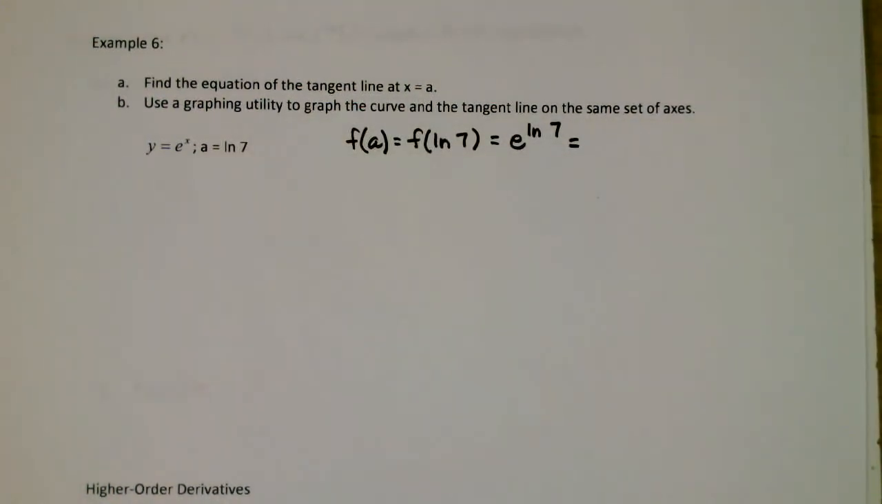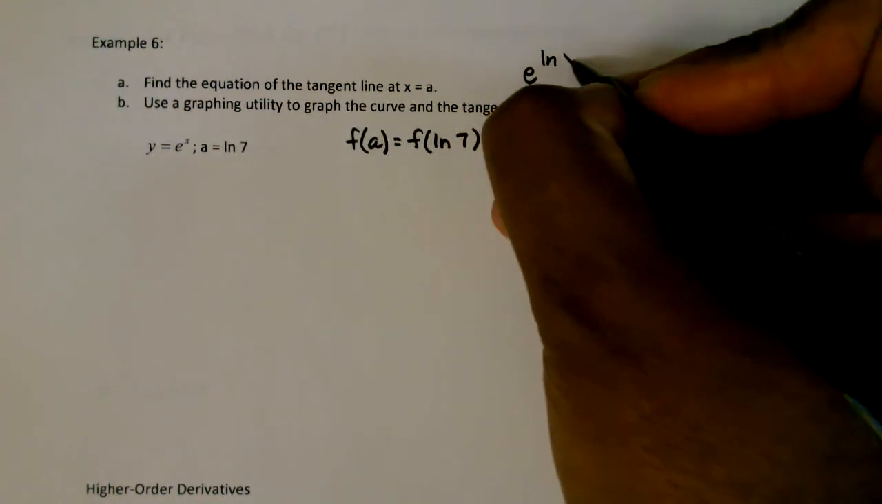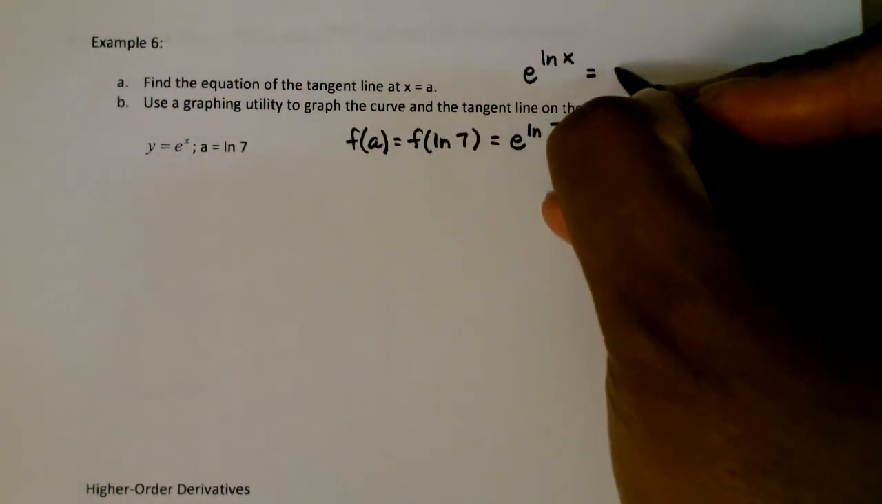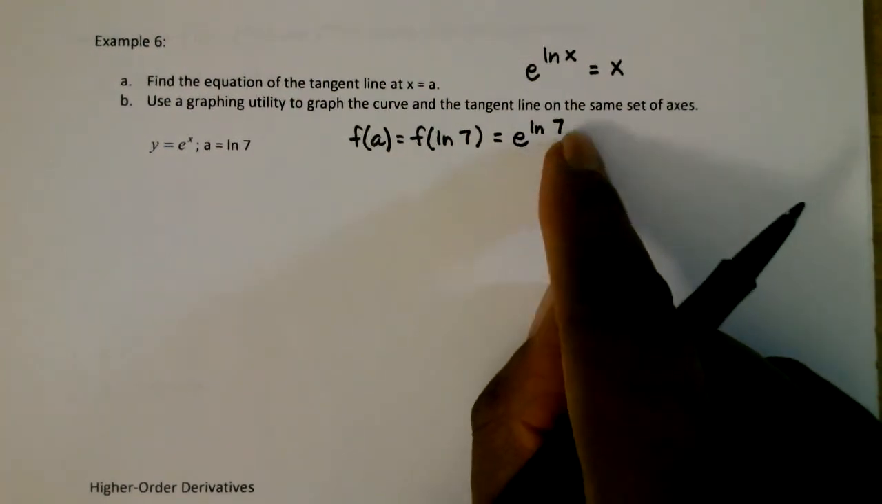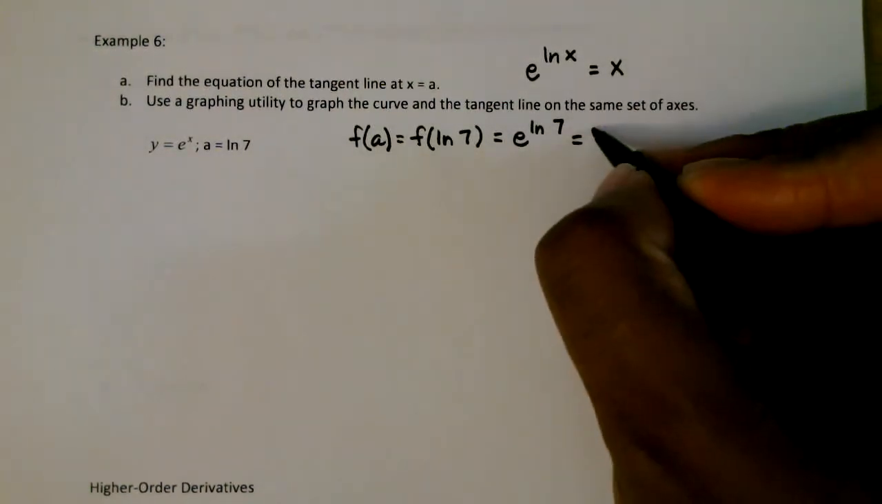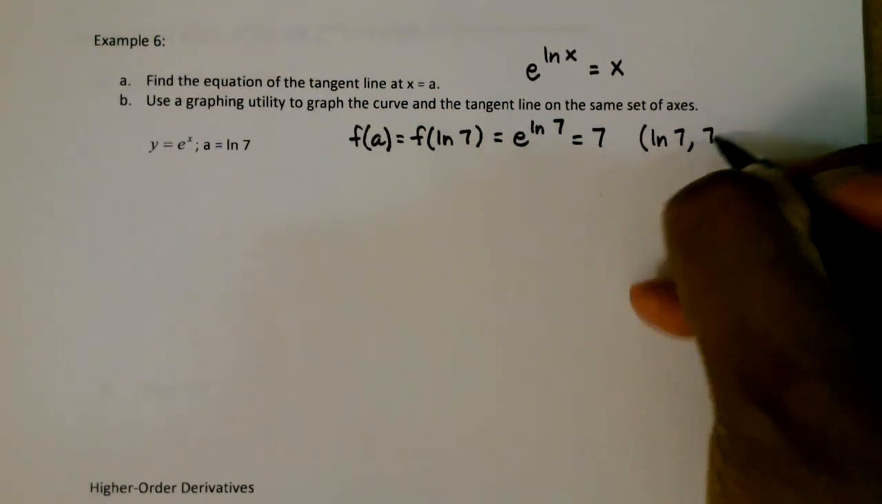Now there's a rule for inverse properties of logarithms. If you have e to the ln of whatever that term is, it's going to be whatever that term is. That's a college algebra concept that deals with properties of logarithms or inverse logarithms. E to the ln of whatever is whatever. So e to the ln of 7 ends up being 7. So my ordered pair would be ln of 7 and 7.